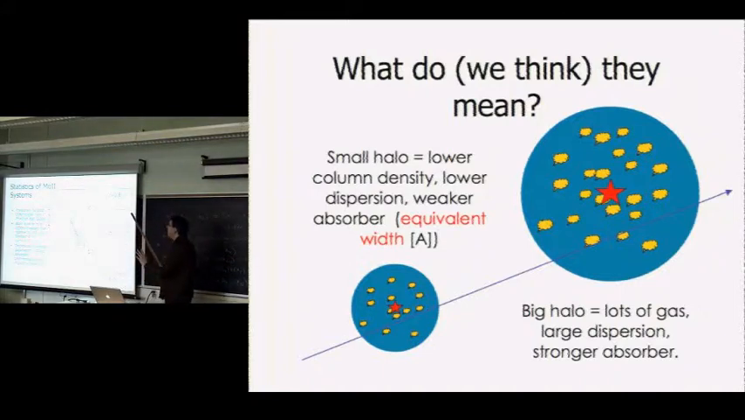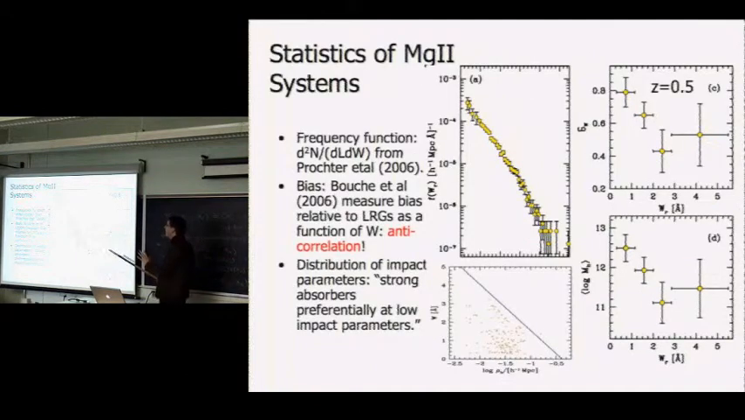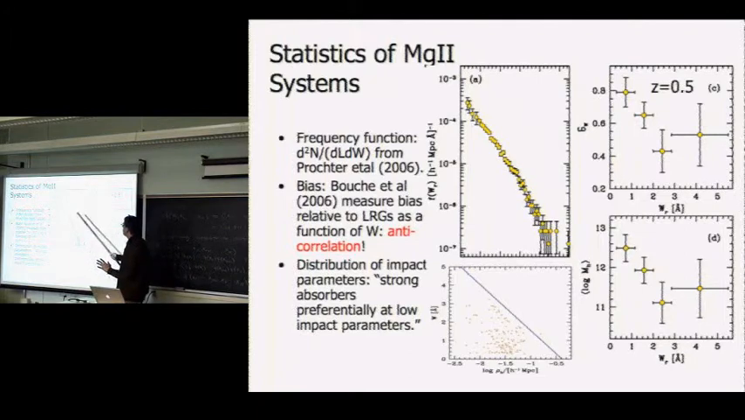So this is the current state of the art in terms of statistics about these absorbers from Sloan. These are both DR3 results. Here's the frequency function, the number as a function of equivalent width. I accidentally cut off the x-axis; this is equivalent width, same as the other axes. It's basically an exponential. You find a lot of these really weak absorbers, very few of these very strong absorbers.